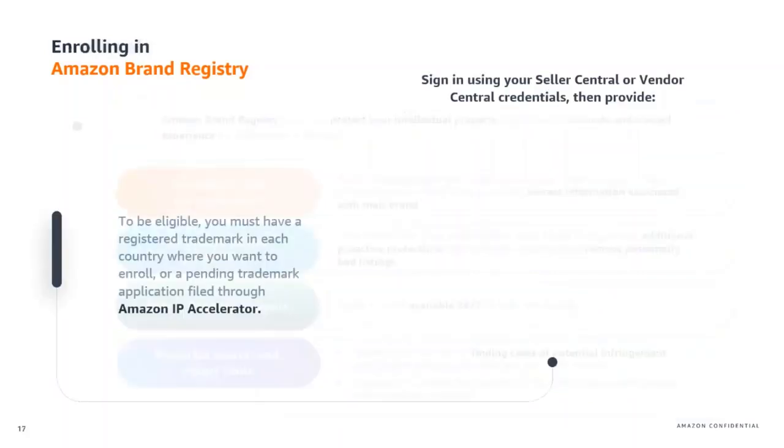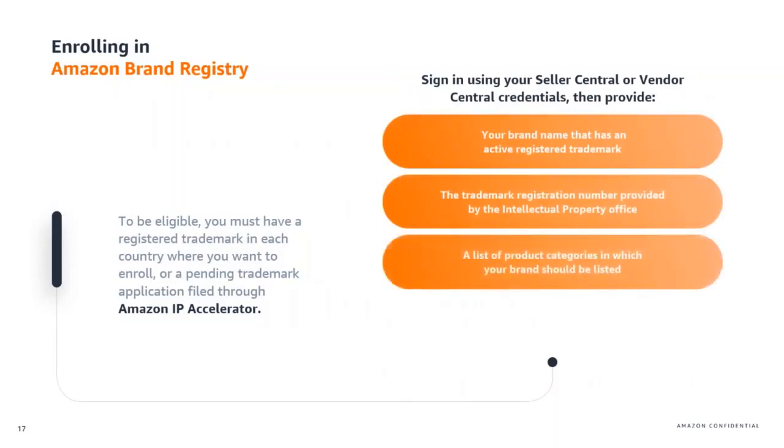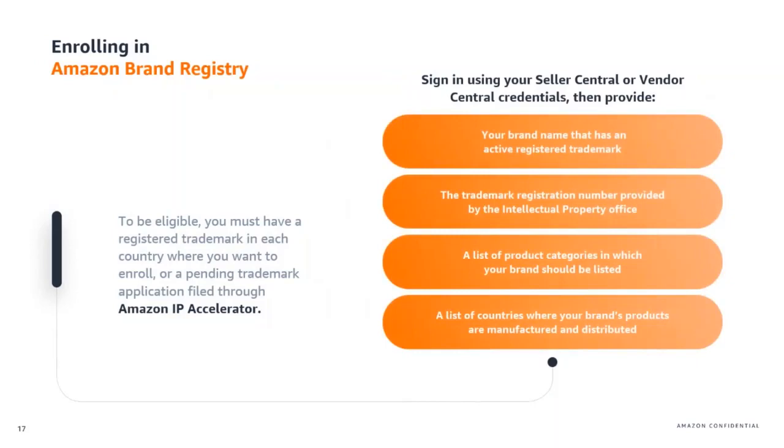So now let's talk about how you enroll in Amazon Brand Registry, and we'll do this step by step. How do you know if you're even eligible for Brand Registry? Your brand has to have an active registered trademark in each country where you want to enroll, or you must have a pending trademark application that you can file through Amazon IP Accelerator. The trademark for your brand must be in the format of a text-based mark, which is often referred to as a word mark, or an image-based mark with words, letters, or numbers, which is often also referred to as a design mark. And brand registry applications have to be submitted by trademark owners.